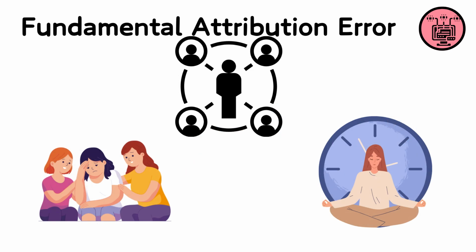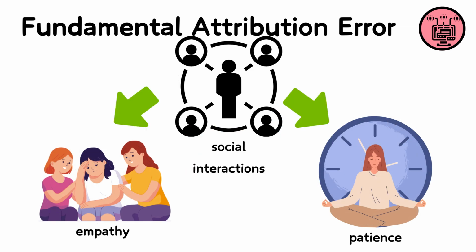Understanding this bias can improve social interactions and reduce conflicts. It encourages us to consider external factors that may be influencing others' behaviors before jumping to conclusions about their character. This can foster more empathy and patience in our interactions, creating a more understanding and cooperative social environment.